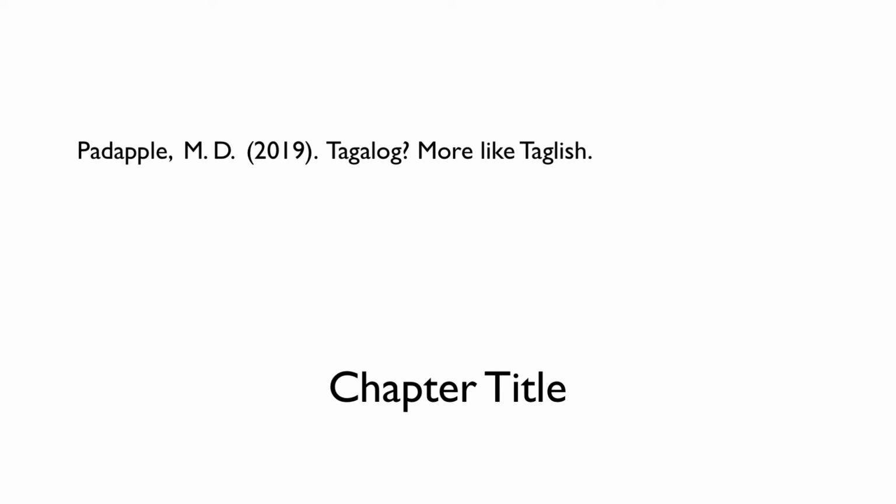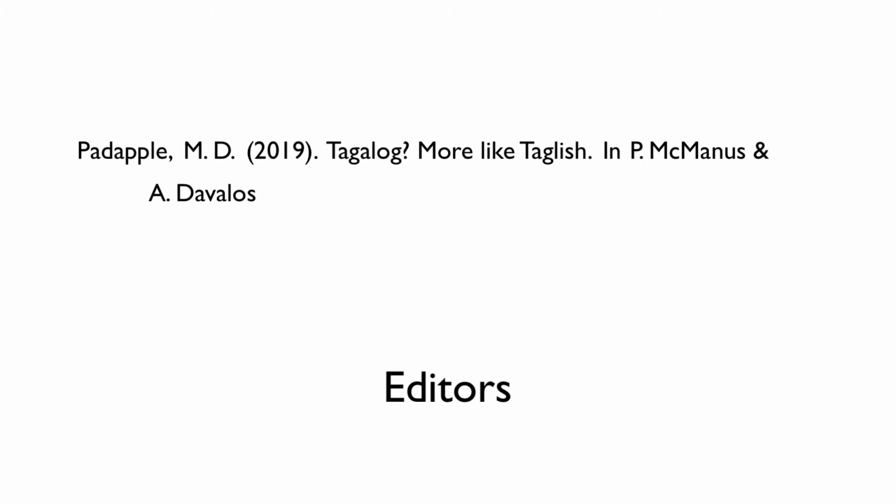Start with the author's surnames and the initials of their given names. Then list the year the book was published in parentheses. Next, list the title of the chapter. Then write the word "in" and list the editor or editors of the book, followed by ED or EDS in parentheses. Note that the editor's initials come before their surname.